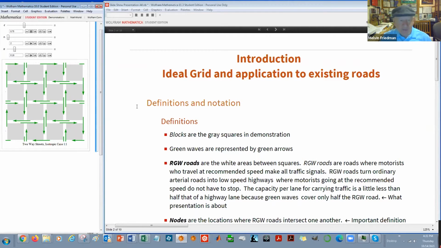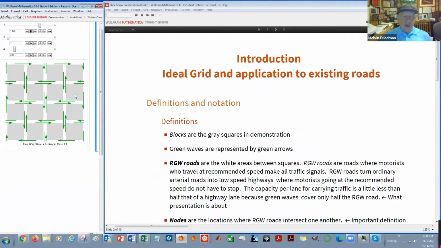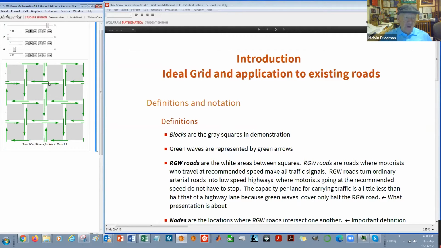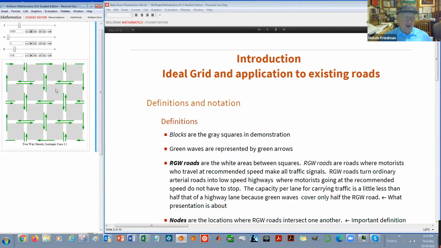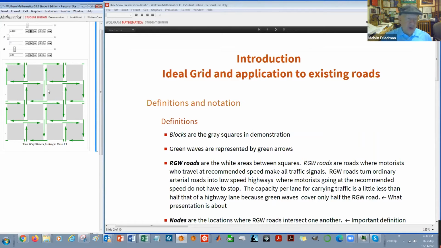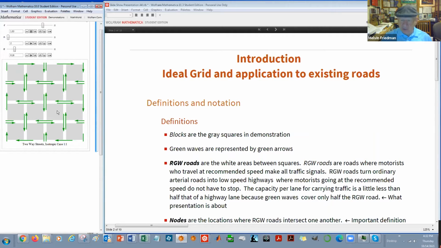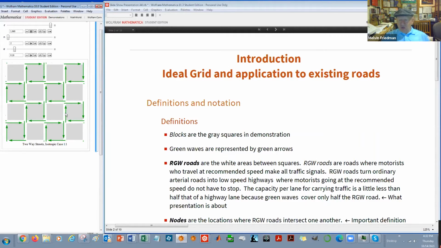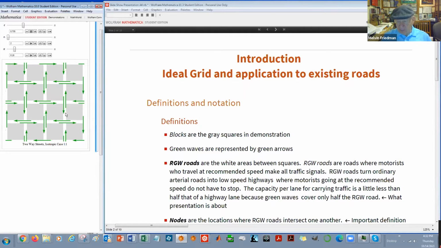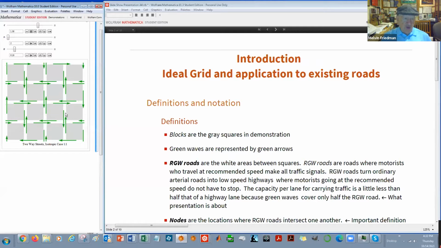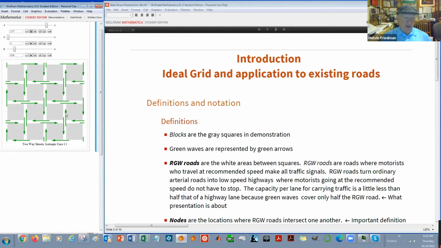Blocks are the gray squares in the demonstration, and here's the demonstration. Green waves are represented by these arrows, which are heading in two directions on a perfectly rectangular network of roads. The RGW roads are these white spaces between the gray squares. RGW roads are the roads where motorists who travel at a recommended speed make all traffic signals. One way to think of this is that these green waves keep moving forever without ever stopping.